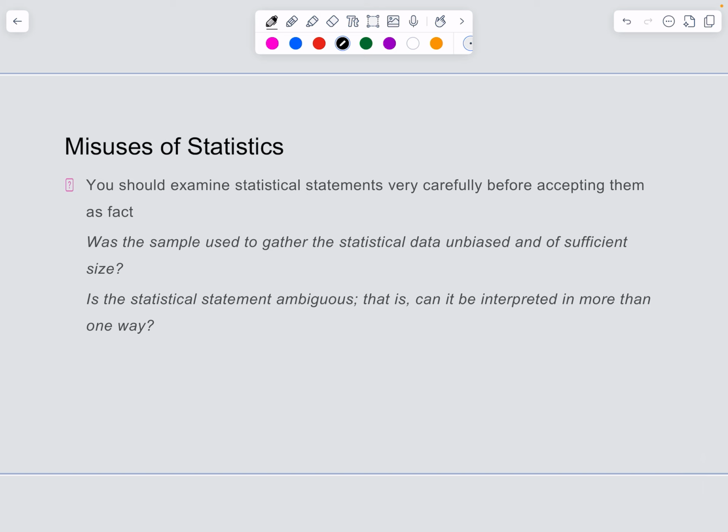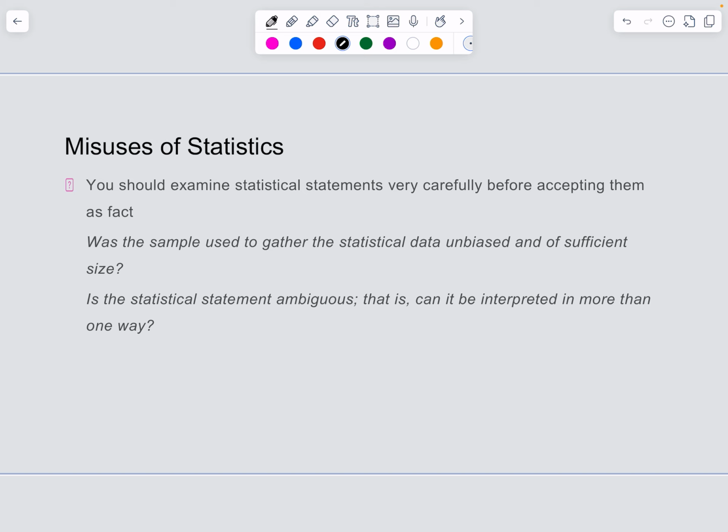Now, it's very important as we study statistics that you examine statistical statements very carefully before you just accept them as fact. What I mean is, lots of stats out there today are being used for personal gain or business gain, to sway you a certain way, and not just in class, but outside of class most of the time. You want to be very careful on accepting statistical statements. So here I have 2 questions you should ask yourself.